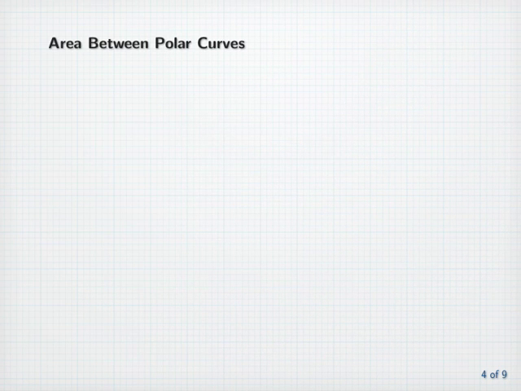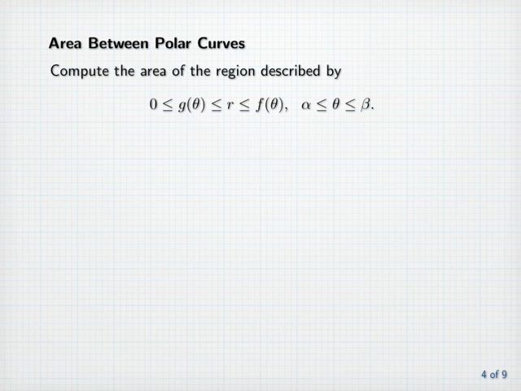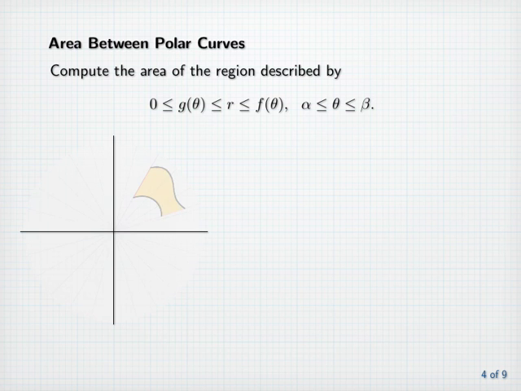Area between polar curves. Our goal here is to compute the area of the region in which r is between g of theta and f of theta, where g of theta is greater than or equal to 0 and f of theta is greater than or equal to g of theta, and theta lies between two angles alpha and beta. Here's a generic picture of such a region.